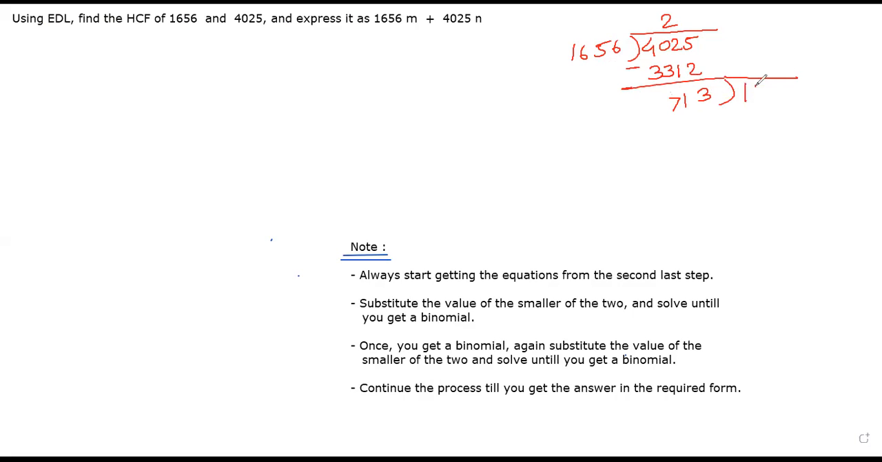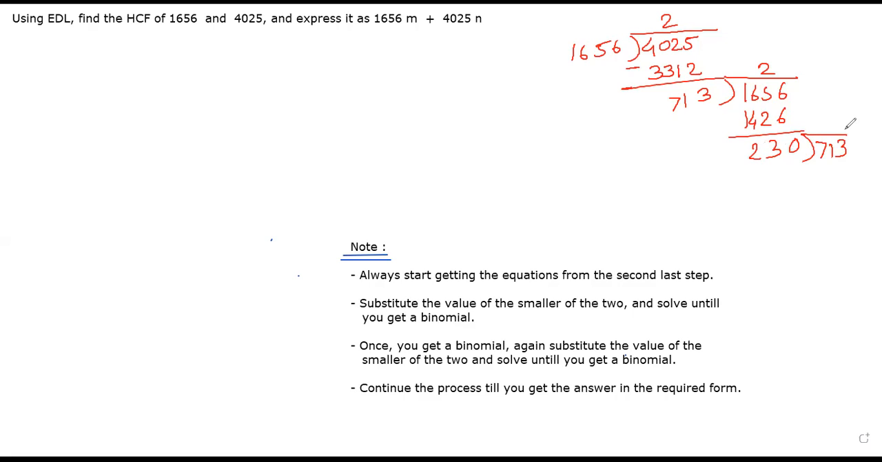713 divides 1656. It would be 2s again. 2 3s are 6, 2 1s are 2, 2 7s are 14. 230. Again, the remainder is not 0. And 230 is not divisible by 713. So 230 will divide 713.